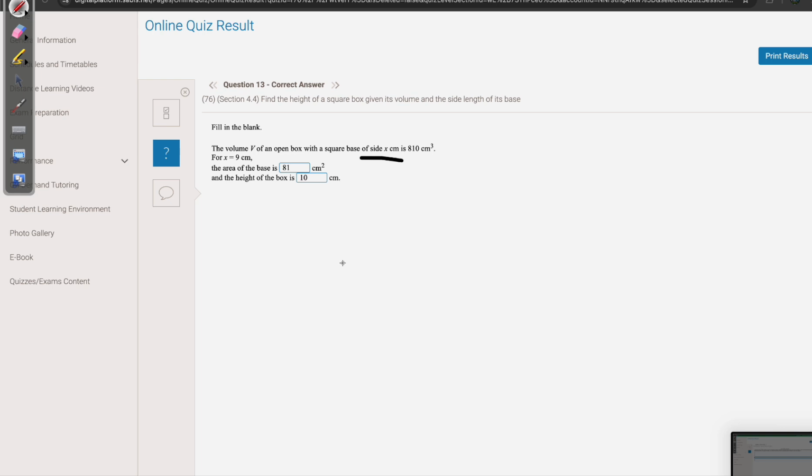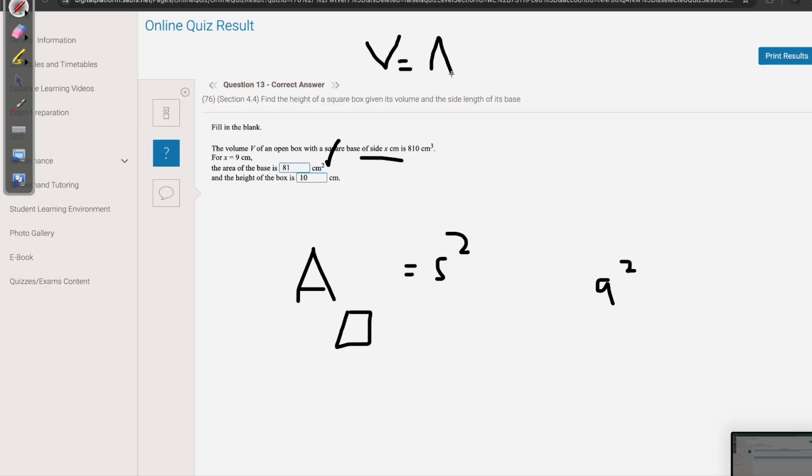So the base is a square. Area of a square is equal to side squared. Side is x. X is 9. So we do 9 squared, 81. Done. Okay. We know the volume is the area of the base times height. We have the volume, which is 810, and we also have the area of the base, which is 81. So 81x, so x is equal to 10, which in this case is the height. I wasn't bothered to put it h.